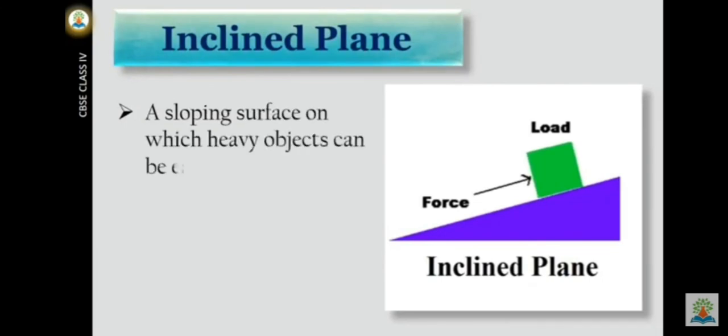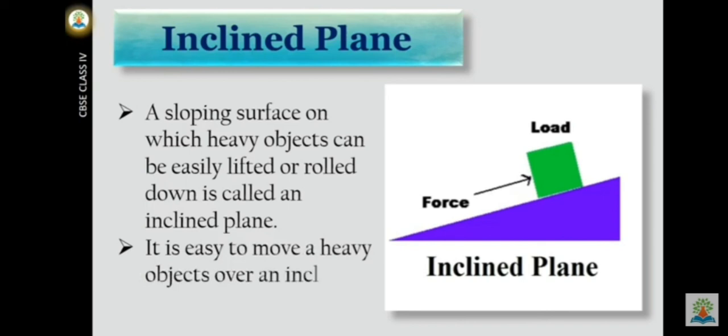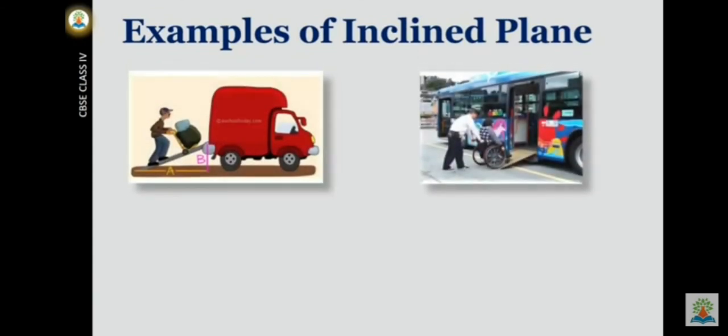Now the next is inclined plane. Inclined means angle and plane means flat surface. It is a sloping surface, मतलब एक slanting surface होता है जिस पे हम अपने heavy objects, heavy load को easily lift, roll down कर सकते हैं, easily move कर सकते हैं, ठीक है. So it makes our work easy by moving the heavy objects with the help of an inclined plane.